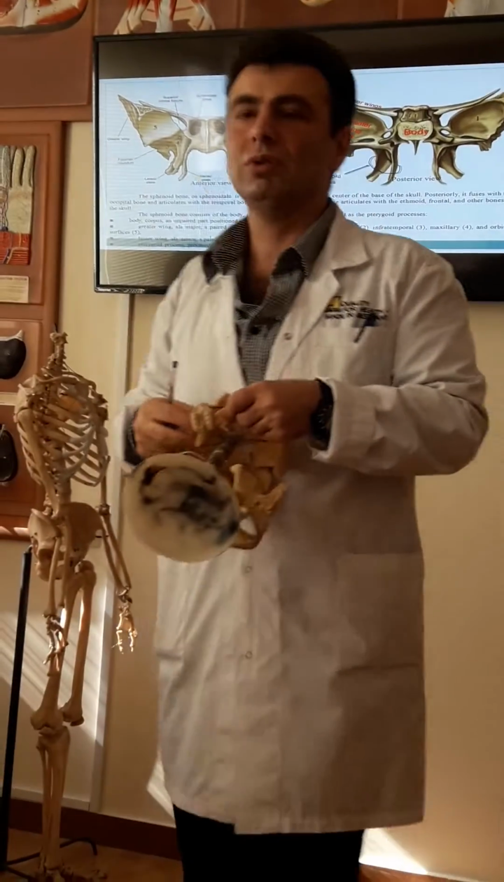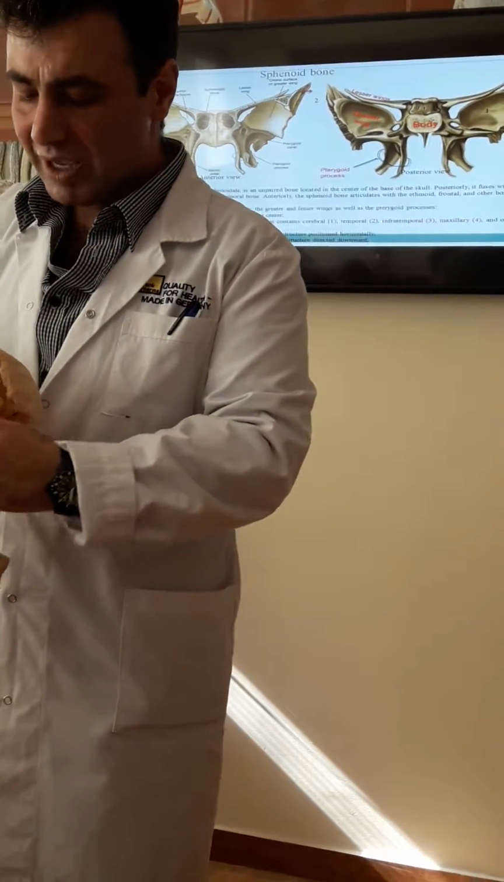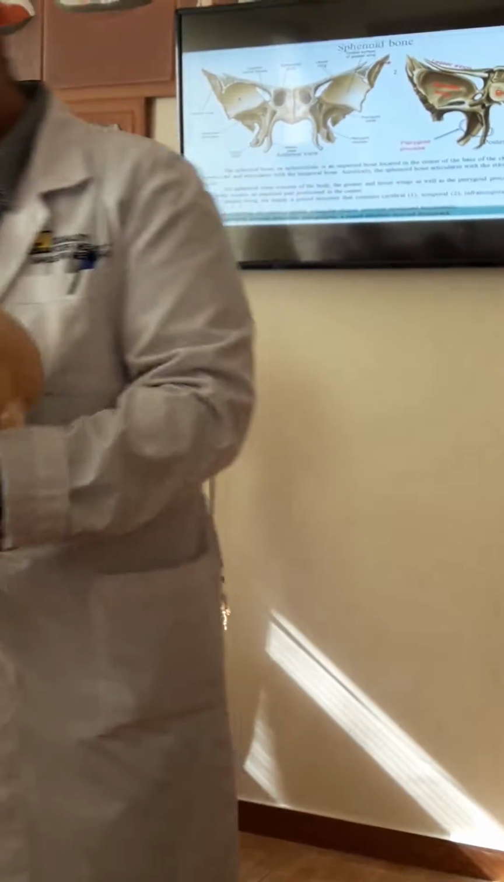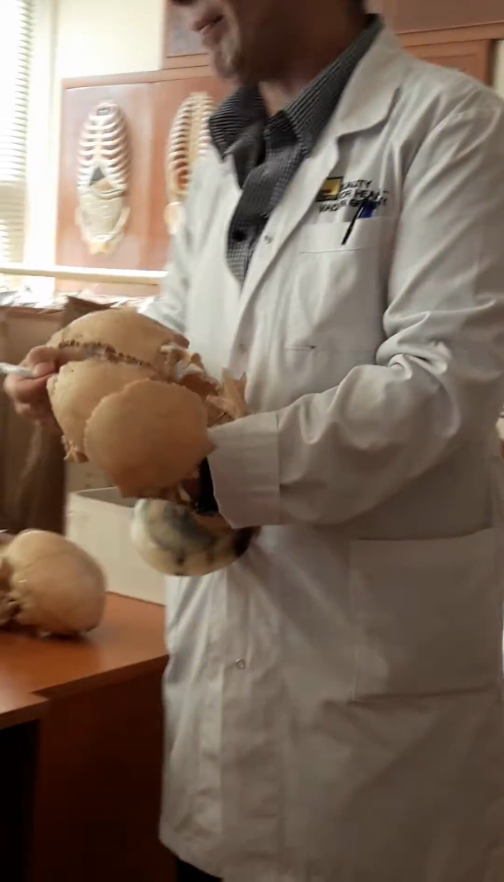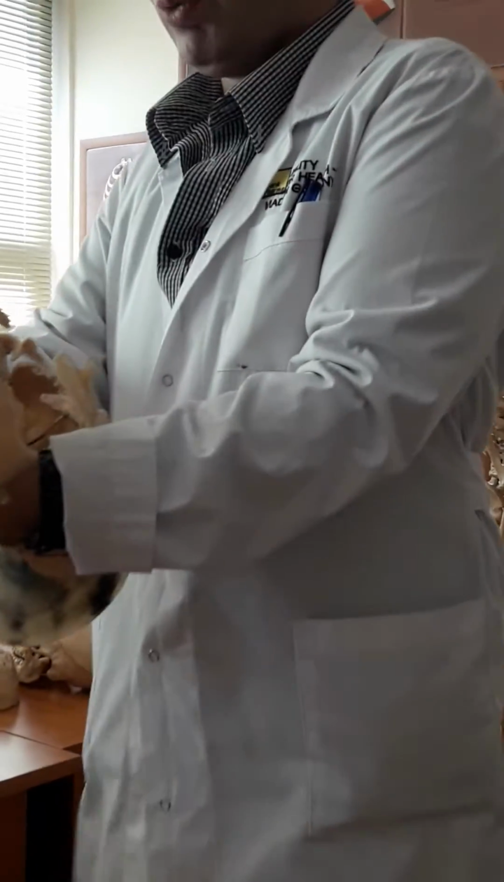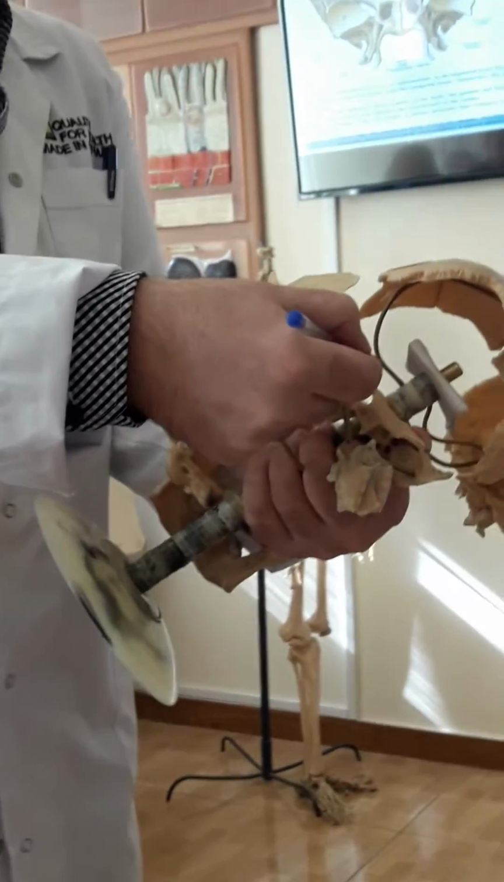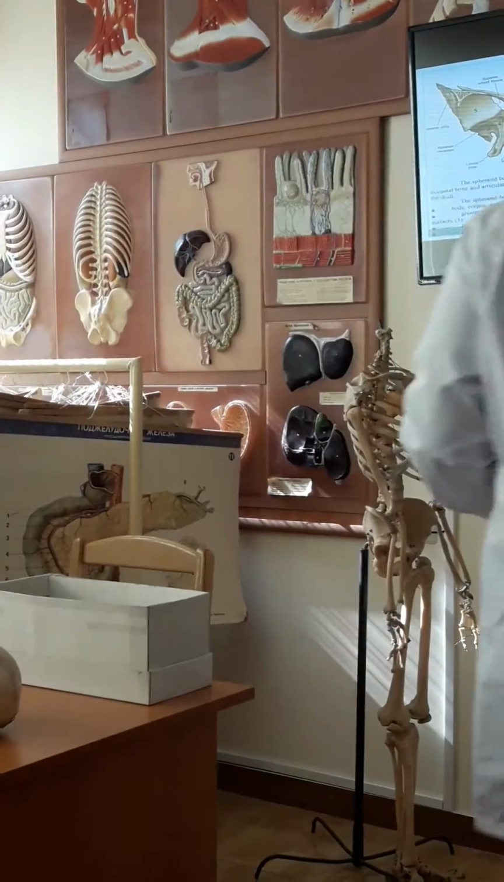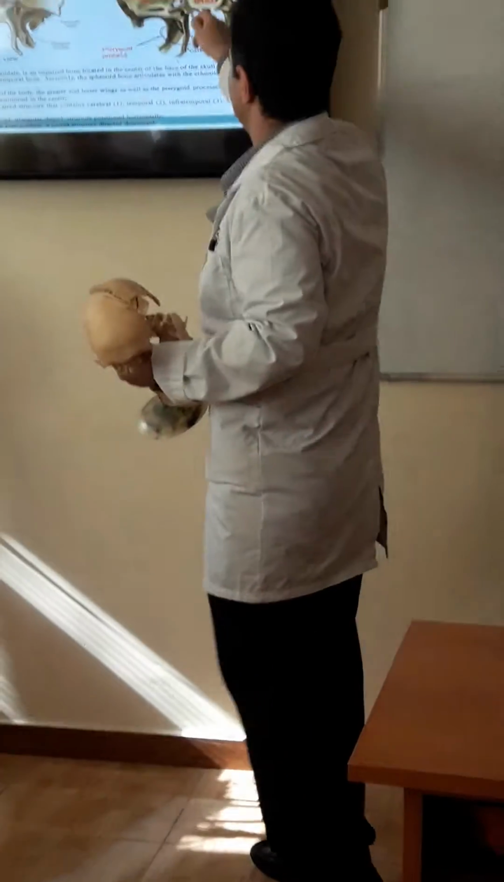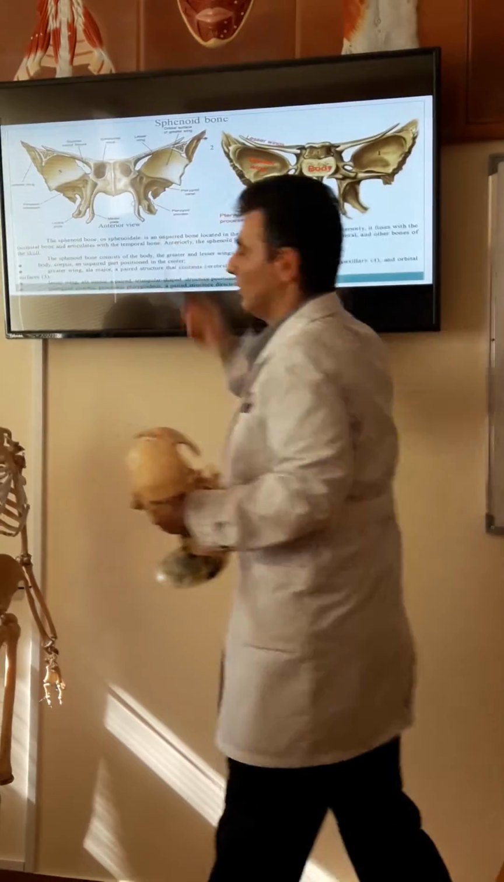Part number three is very small, my friends. Look here, please. It's located above the greater wings, and we call it the lesser wings of the sphenoid bone. This is the lesser wings of the sphenoid bone.